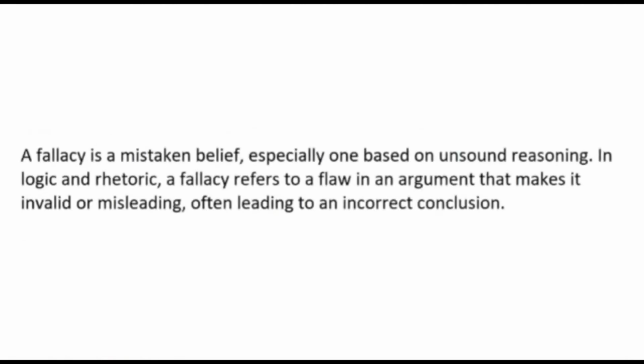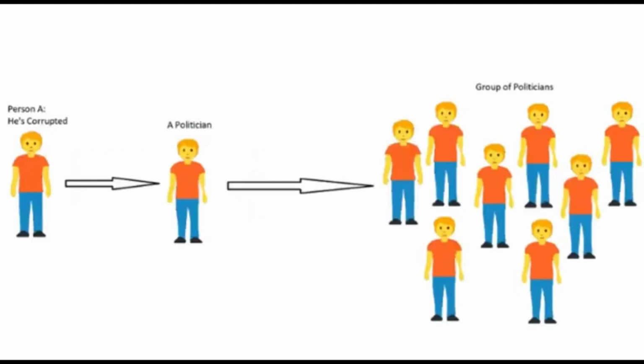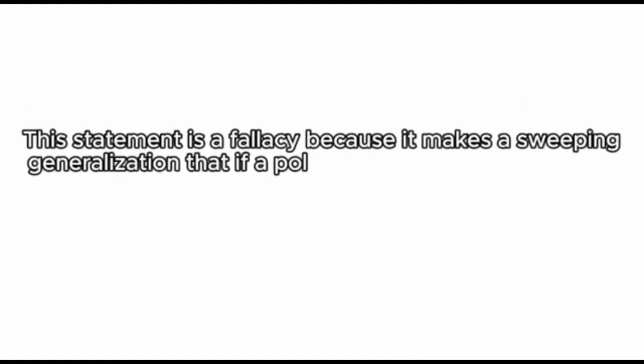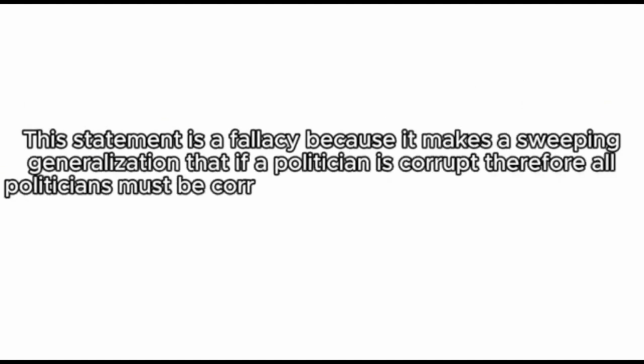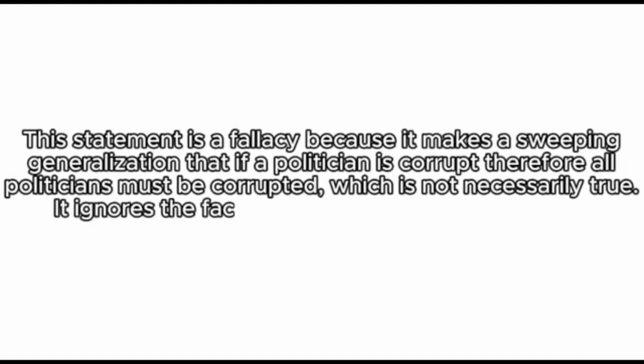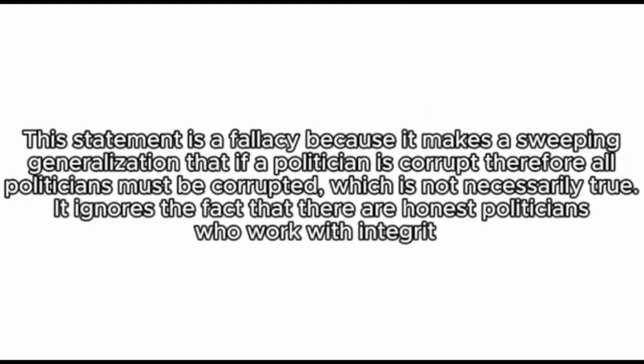What is a fallacy? A fallacy is a mistaken belief, especially one based on unsound reasoning. In logic and rhetoric, a fallacy refers to a flaw in an argument that makes it invalid or misleading, often leading to an incorrect conclusion. Let's take an example. Person A says, "A politician is corrupt, therefore all politicians are corrupt." This statement is a fallacy because it makes a sweeping generalization that if a politician is corrupt, therefore all politicians must be corrupt, which is not necessarily true. It ignores the fact that there are honest politicians who work with integrity.